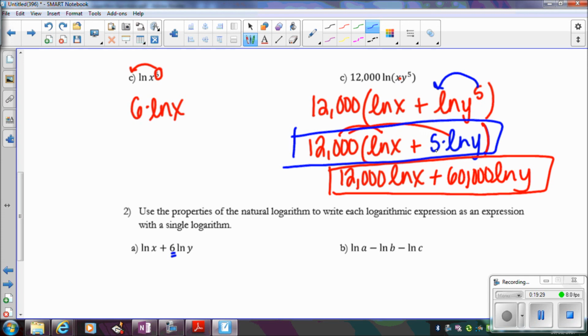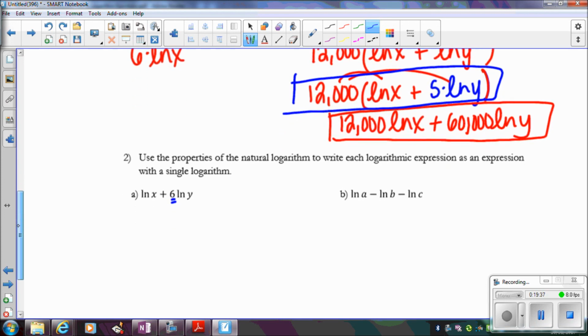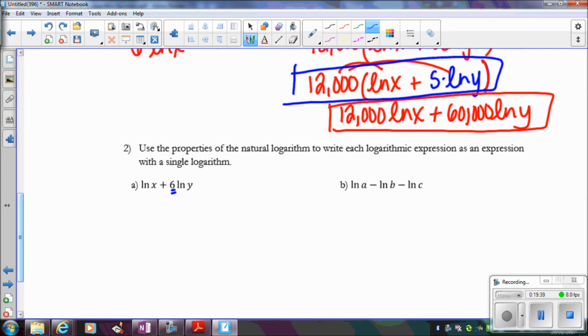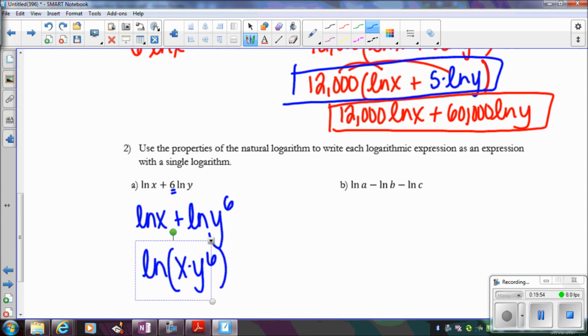So that means I'm going to move these coefficients up as exponents so that I can then combine sums and differences into products or quotients. So the first thing I'm going to do is take care of that exponent. And now that I have a sum, I can rewrite this as a product of the two pieces. And that's it for that one.